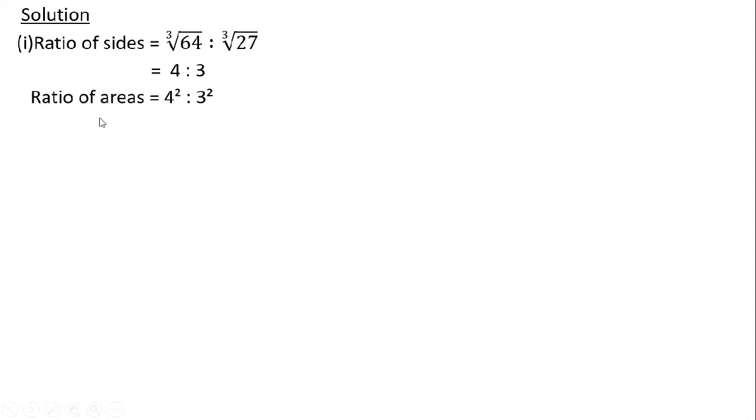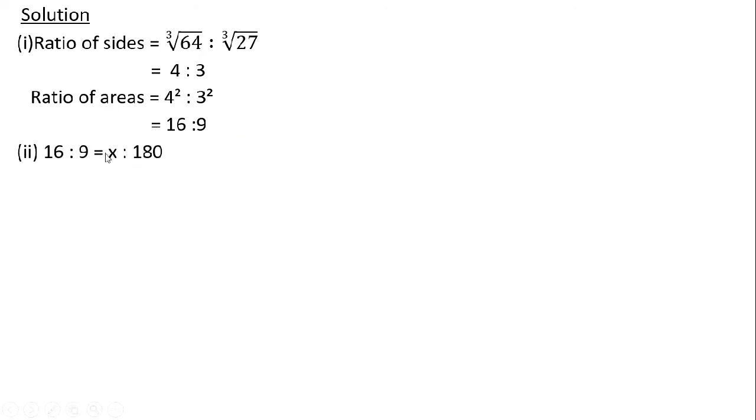So to find the ratio of their sides, we have to find the cube root of 64 and the cube root of 27. The cube root of 64 is 4 and the cube root of 27 is 3. So the ratio of their sides was 4 to 3. The ratio of the areas was 4 squared to 3 squared. 4 squared is 16, 3 squared is 9. So the ratio of the areas was 16 to 9.